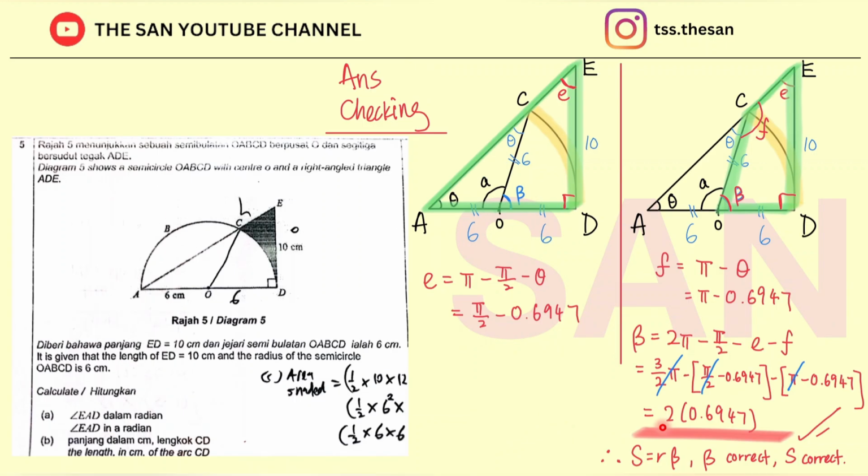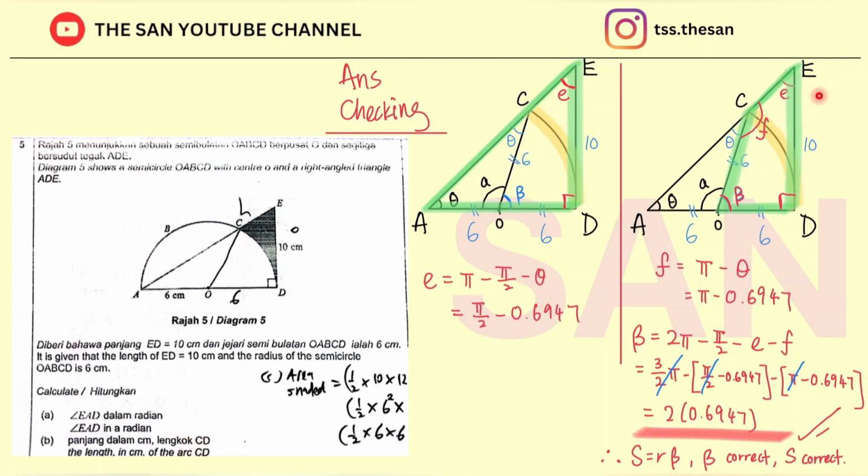So to do the answer checking, again I use another method to get the value of beta. So to do this, first look at this huge triangle, the green color one. So I know this angle is theta. I know this angle is pi over 2. I want to know what this angle, E, is. So E equals pi minus pi over 2 minus theta. This is the value. And then now look at this green color trapezium.